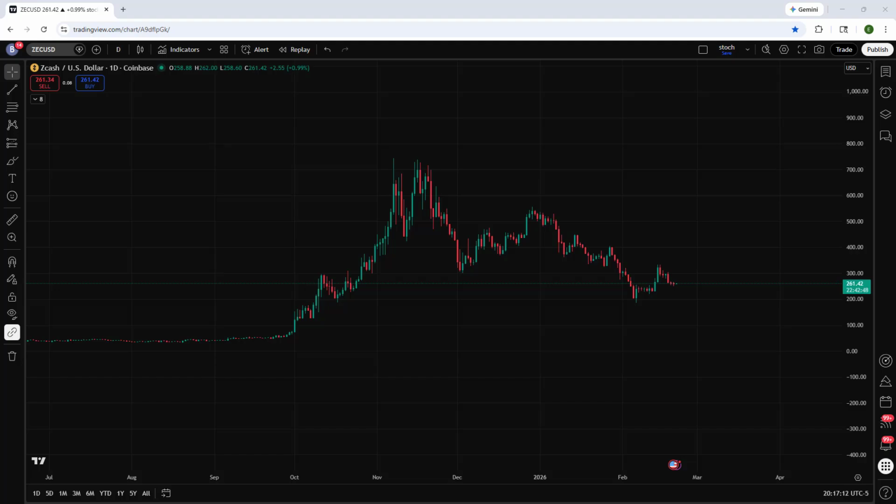What's going on, guys? So I'm gonna show you a crypto strategy that literally prints money.